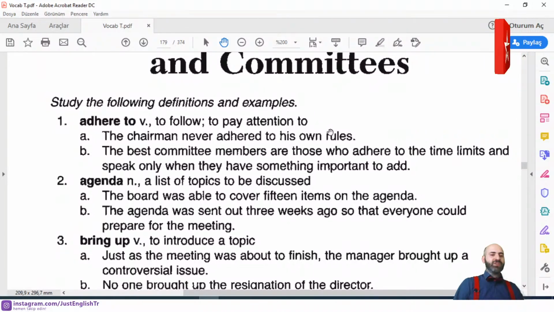Next word, we have got agenda. Agenda, it means a list of topics to be discussed in British English, and in American English, it means a note that you put in your diary. Okay, so we have different meanings in British English and American English. But for this book, we'll be using the British meaning of the word. And we have two example sentences. Sentence A says, the board was able to cover 15 items on the agenda. And B, the agenda was sent out 3 weeks ago so that everyone could prepare for the meeting.